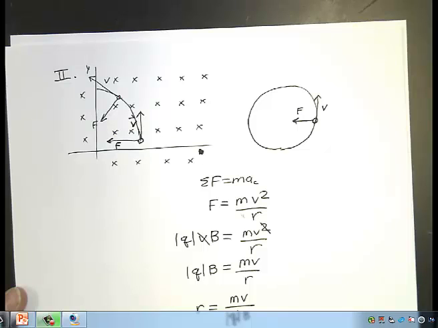So that's a nice result. Radius of the object as it moves through the magnetic field. Note its mass is important. So if, say, this is a proton, that would be the proton's mass, its velocity, its charge, and the strength of the field.